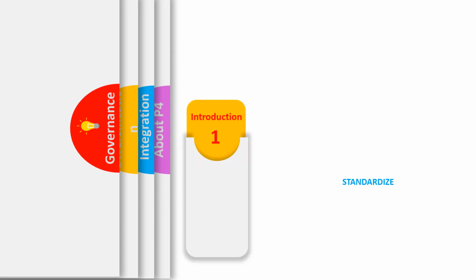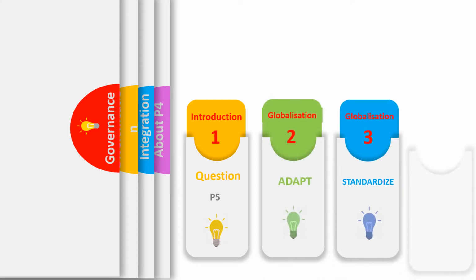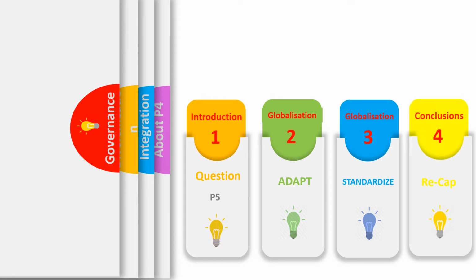Like always, we're going to start off with an introduction into the question, breaking the question down. Then we are going to look at globalization and what we actually mean by globalization, and then we're going to be reviewing globalization in terms of adapting products or globalization regarding standardizing, and then this will be followed with conclusions using company examples.